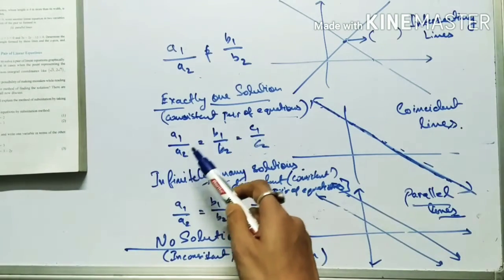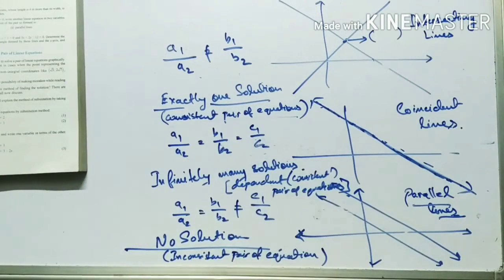If you get a1 by a2 is equal to b1 by b2 is equal to c1 by c2, that means the pair of linear equations will be coincident. And if you get a1 by a2 is equal to b1 by b2 but not equal to c1 by c2, that means the two lines will be parallel and they will have no solution. So this chapter is about this only. This is the most important thing. You will have to remember.